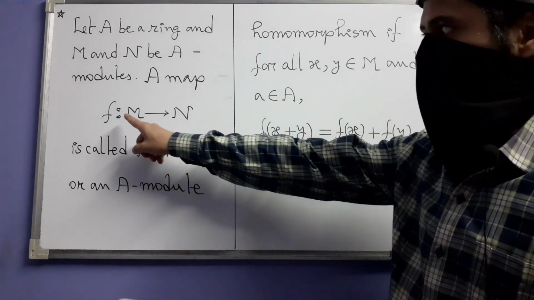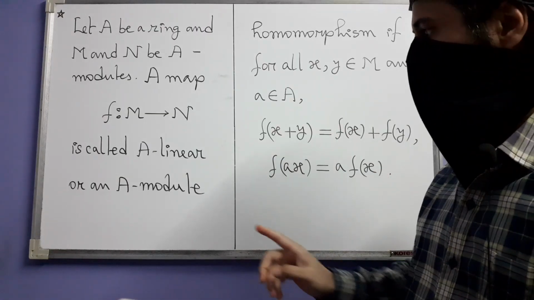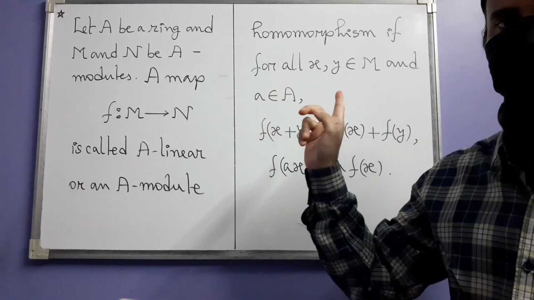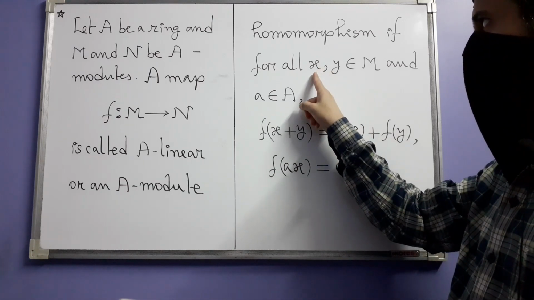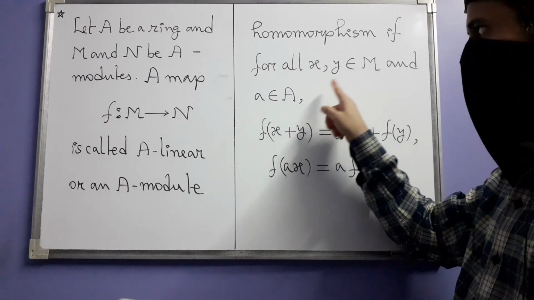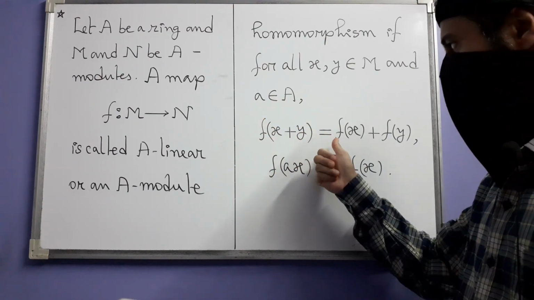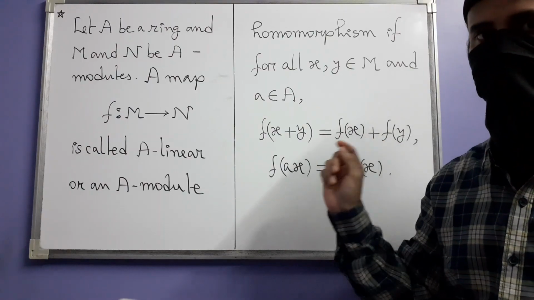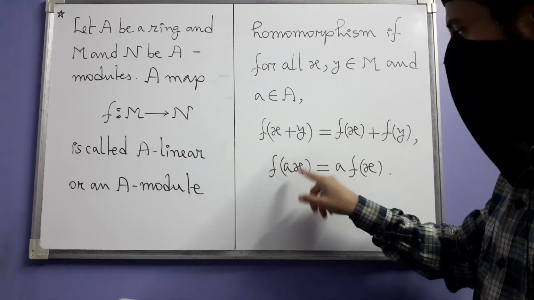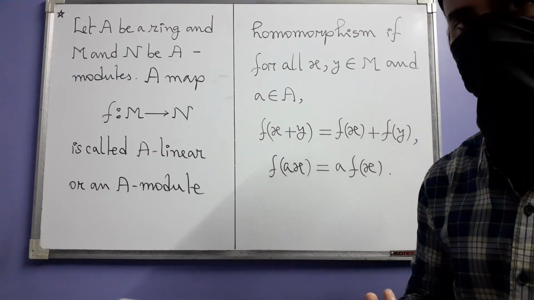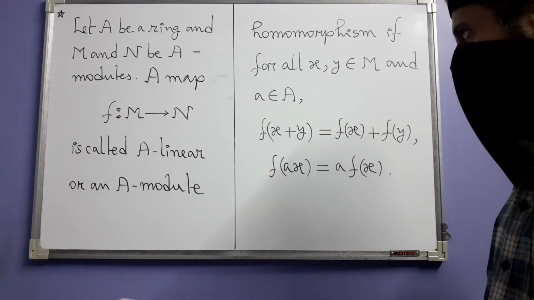Then a map f from M into N is called A linear or an A module homomorphism if the following conditions are true. For any two module elements x and y in M and any ring element a, f of x plus y equals f of x plus f of y. So f respects module addition, and f also respects module product by ring elements: f of ax equals a times f of x.